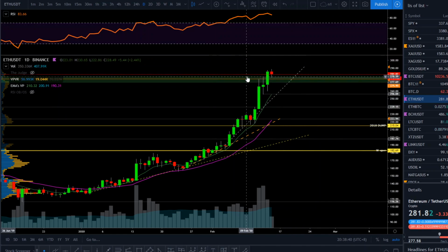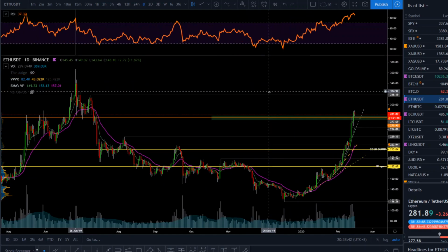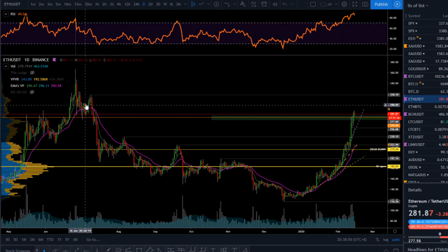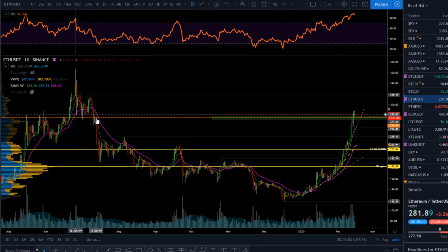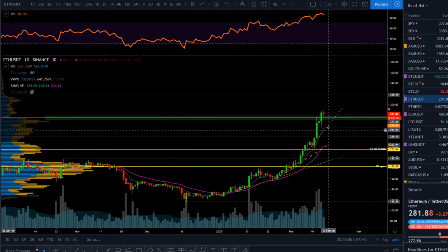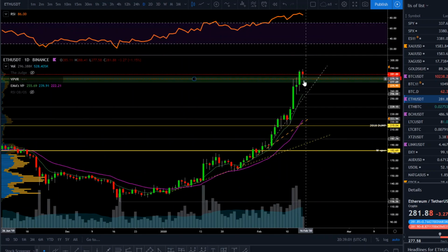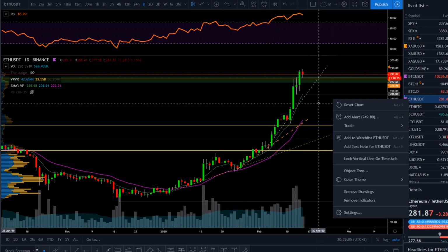This one here is the trend line here. You can see support, resistance, resistance, resistance, broke through it, support, sort of broke through it, so resistance, and now we are broke above it. We are trying to turn it into support, so yeah, that's interesting. Let's see what the bulls can do.